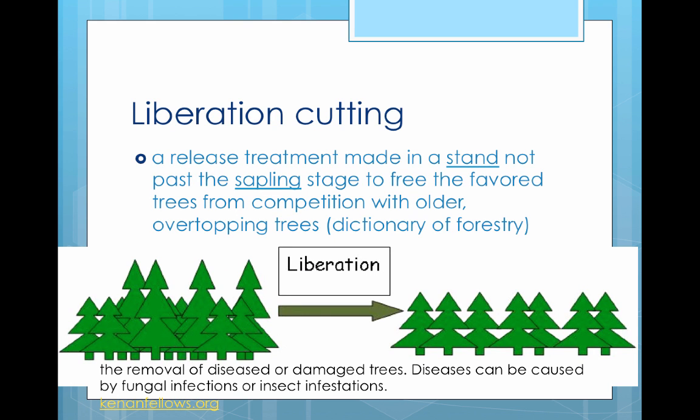A liberation cut is a release treatment made in a stand not past the sapling stage to free the favored trees from competition with older overtopping trees. So the big difference between our liberation, our cleaning, and our weeding is where the competition is coming from, whether it's from the same age class or, in this case, an older cohort, older overtopping trees. So we see in this example, we have trees that are overtopping, we remove those, and that is our liberation cut.